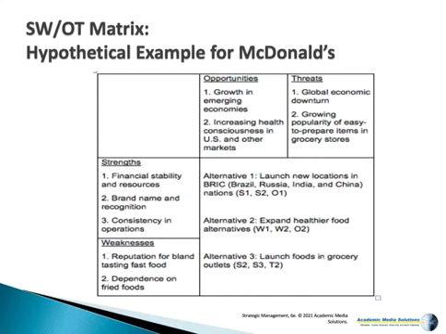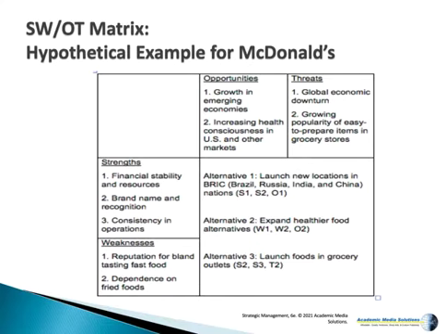Now let's take a look at the alternatives that were created from the SWOT matrix. Well, alternative 1 combines the first 2 strengths, the financial stability and resources, and the brand name and recognition, with the first opportunity, the growth in emerging economies. And this creates an alternative for us to launch new locations in the BRIC nations. Now, the BRIC nations are Brazil, Russia, India, and China. You might say, why these 4 nations? Let's assume that the research was done to support these 4. I didn't just pull them out of the air.